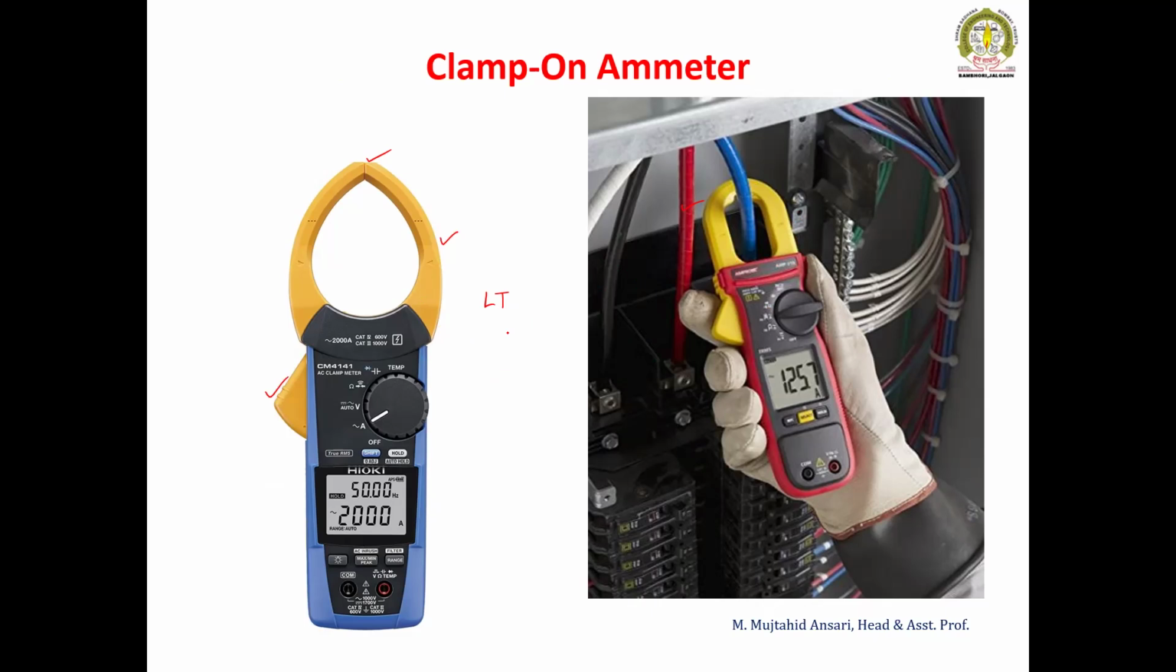Sometimes it is not possible to connect a permanent CTPT for measurement or indication of current. Therefore, we can use the portable type of current measurement with the help of a clamp-on ammeter.